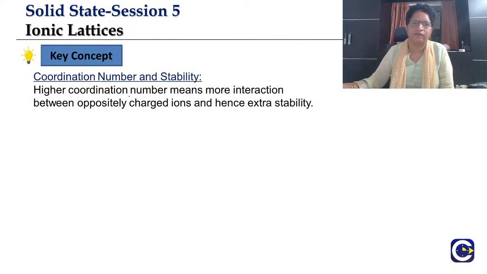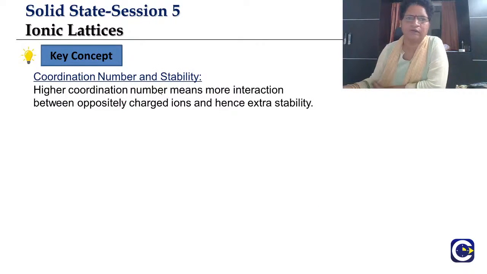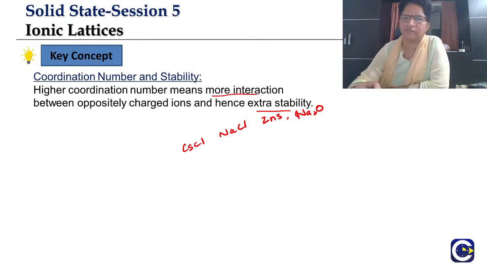So the coordination number, the same thing we discussed last time: more the coordination number, more is the interaction, greater is the stability. Which has higher coordination number? Cesium chloride. Then we have taken NaCl. Then comes your zinc sulfide, sodium oxide. Zinc sulfide we can take zinc blende and wurtzite structure. Then comes all your rest of the compounds. So when the coordination number is more, more would be the interaction between the oppositely charged ions, and there would be an extra stability.